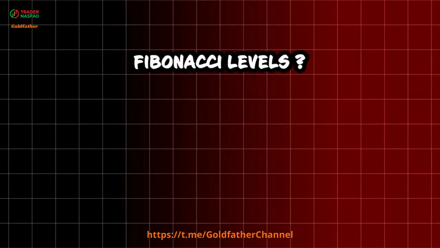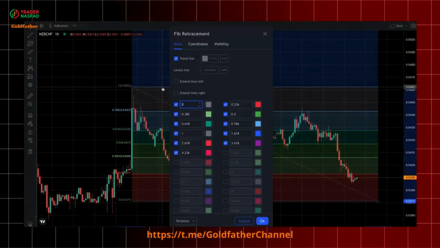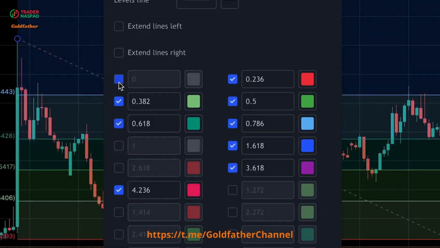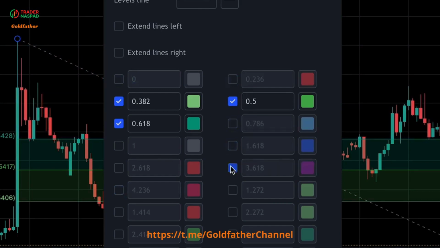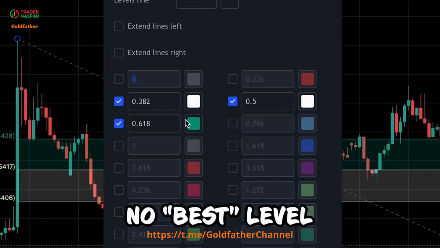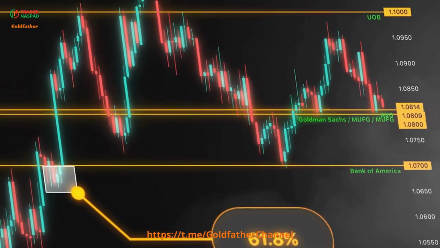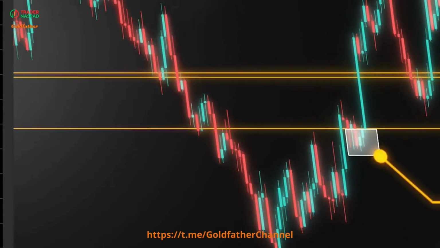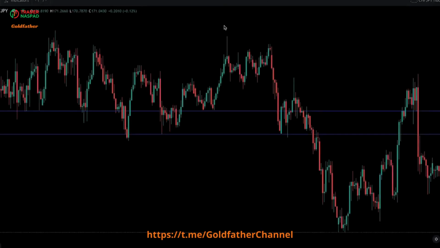What are the best Fibonacci levels? The 3 most important levels are 38.2%, 50%, and 61.8%. There's no best level, but these are at least the 3 levels I recommend because they have a higher success rate than others. Let's take an example here.